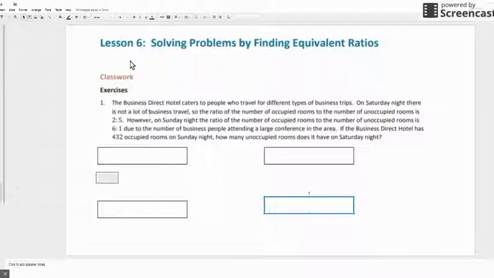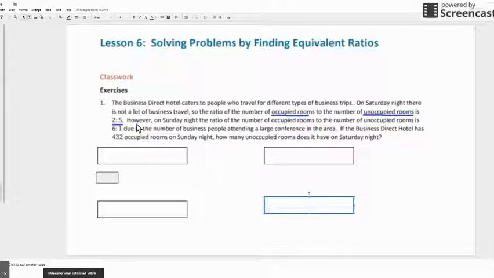All right, let's go ahead and get started with the problem. So, of course, lesson 6, solving problems involving equivalent fractions. Let's start reading through this. The Business Direct Hotel caters to people who travel for different types of business trips. Okay, nothing important yet. On Saturday night, there was not a lot of business travel, so the ratio of the number of occupied rooms to the number of unoccupied rooms is 2 to 5. Well, that's probably an important piece of information. So we have a 2 to 5 relationship. We're talking about occupied rooms to unoccupied rooms. So there you go, just go and underline that.